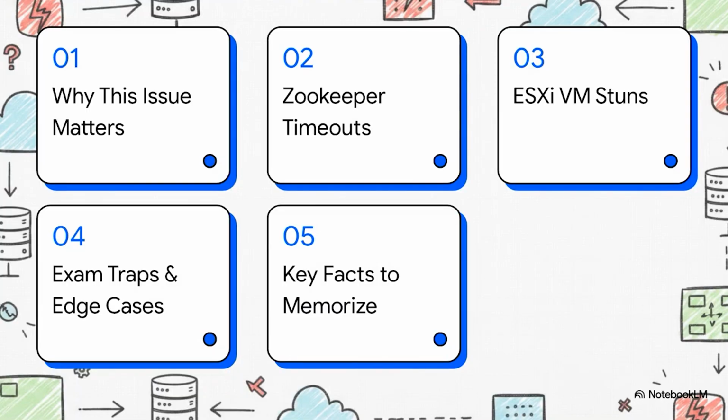All right, here's our roadmap for today. First, we'll cover why this issue actually matters. Then we'll do a step-by-step walkthrough on Zookeeper session timeouts, followed by another walkthrough on ESXi VM stuns. After that, we'll dive into some common exam traps and edge cases, and finally, we'll wrap up with the key facts you absolutely need to memorize.